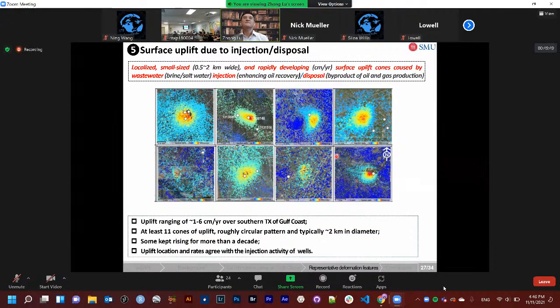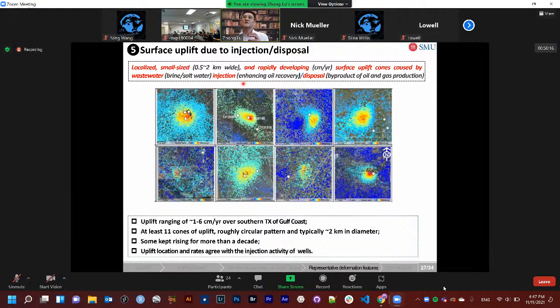So the fifth type of feature is called surface uplift. We talked about subsidence. Let's talk about the not good part, the uplift. This is really associated with wastewater injections and also wastewater disposals. The injection is really for enhancing the oil field, and disposal is really a byproduct of oil and gas production.